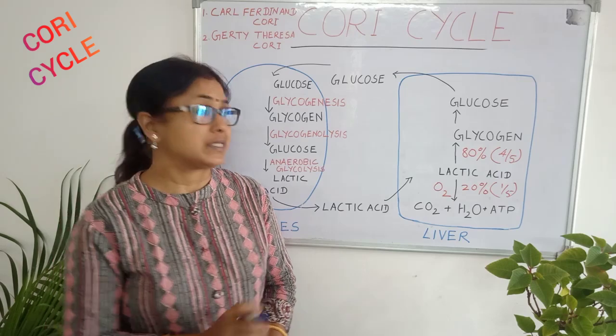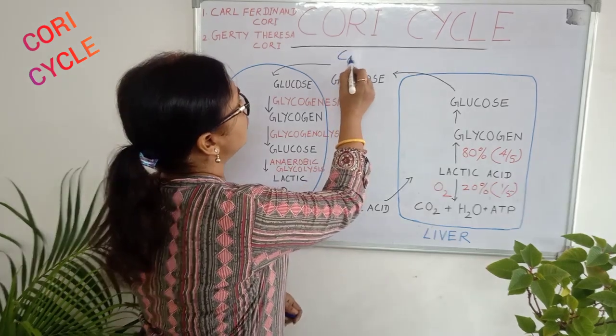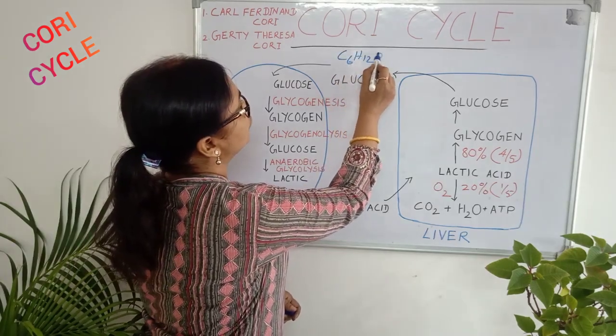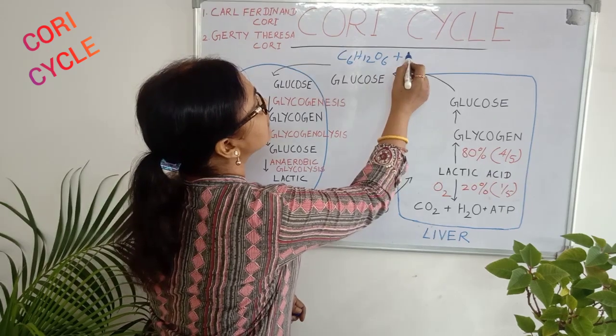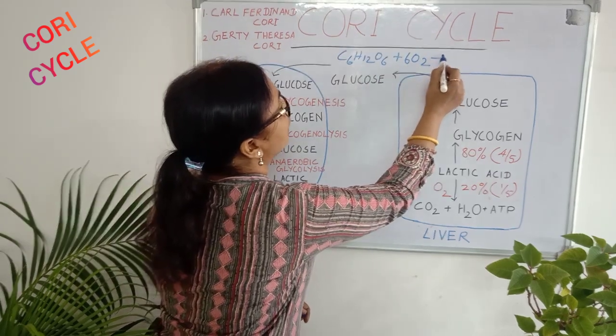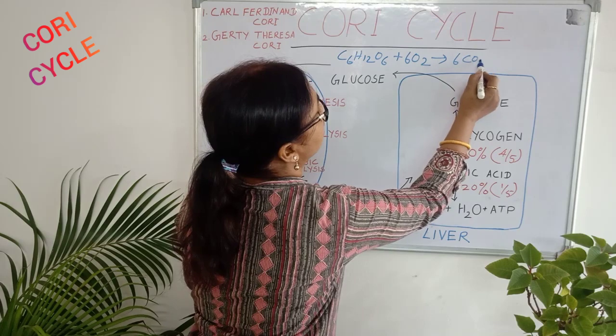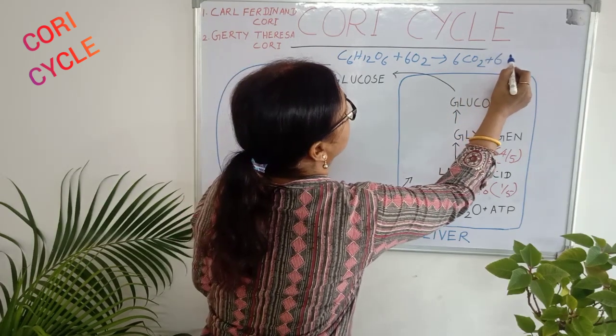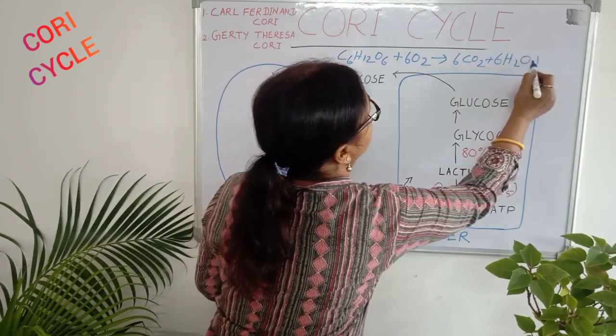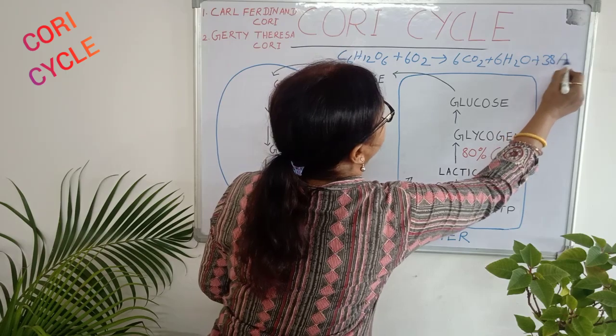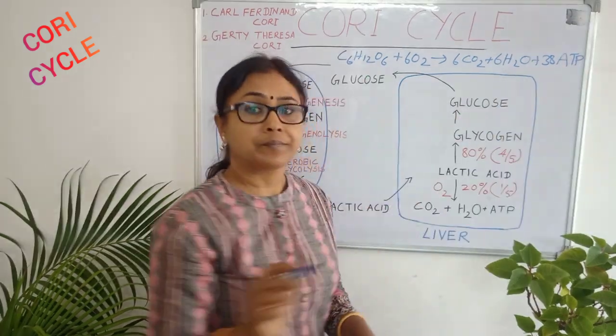During aerobic respiration, the glucose molecule C6H12O6 breaks down in the presence of oxygen and produces carbon dioxide, water molecules, and 38 ATP molecules are generated.